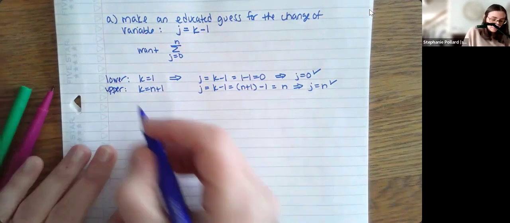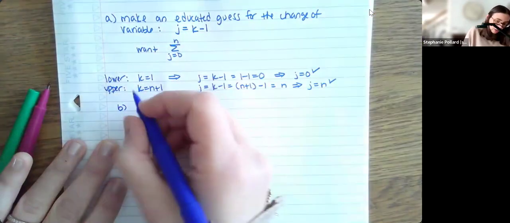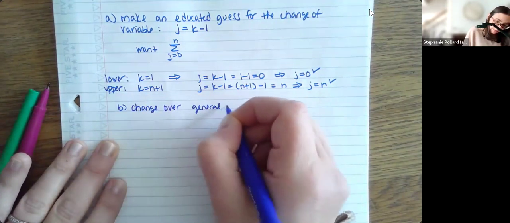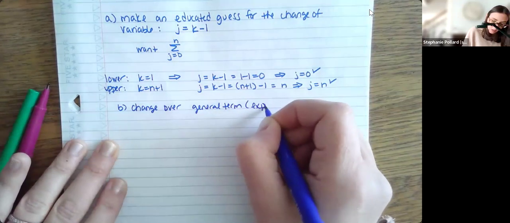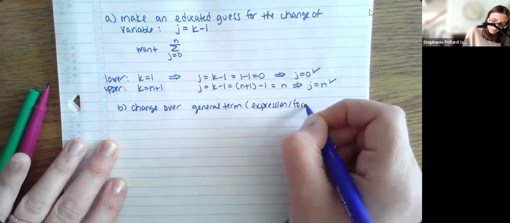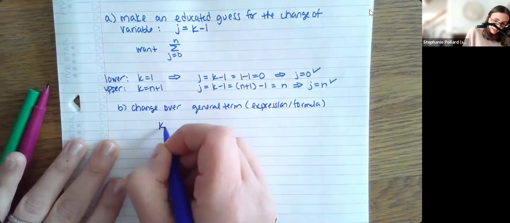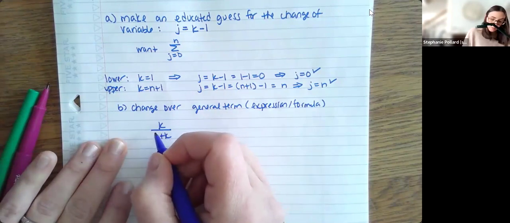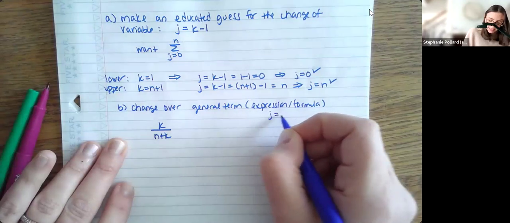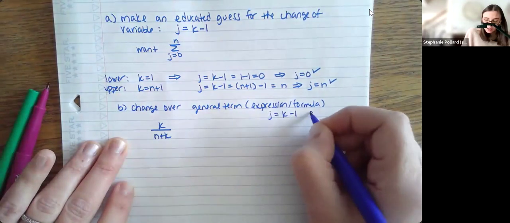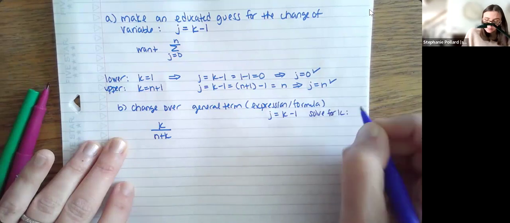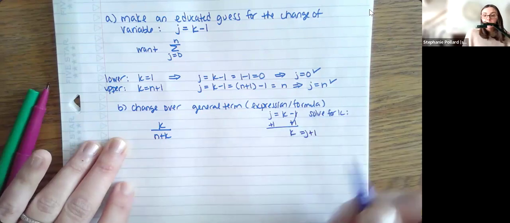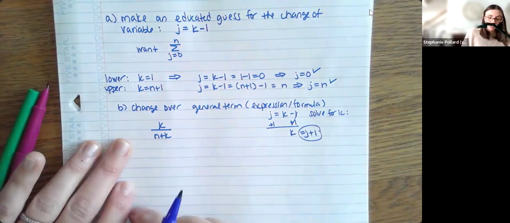Then what you're going to do is change over the expression. So now we're going to change over the general term, or you can think of it as the expression or the formula. The original expression was k over n plus k. That was what we're starting with. We are changing it to j equal to k minus 1. If I solve for k, I add 1 to both sides, and I get that k is equal to j plus 1. So this is what I can plug in to my expression.